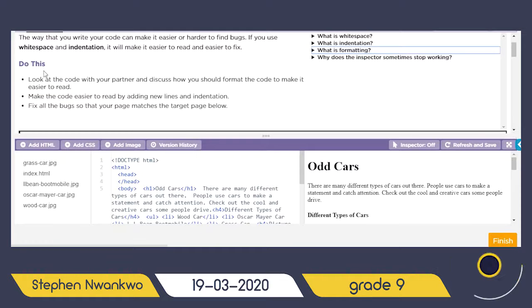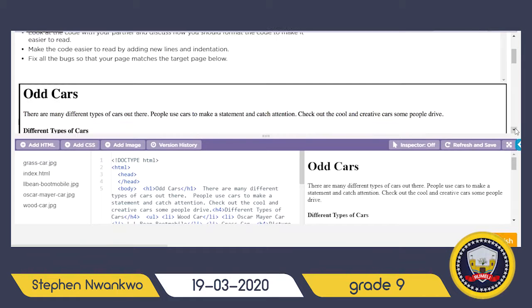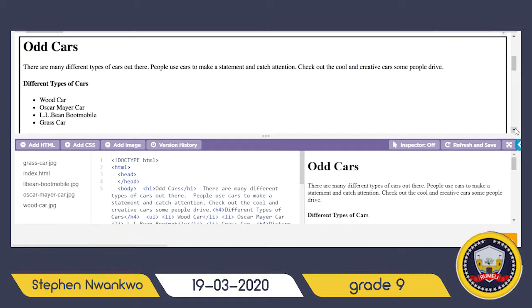Do this. Look at the code with your partner and discuss how you should format the code to make it easier to read. Make the code easier to read by adding new lines and indentation. Fix all the bugs so that your page matches the target page below. Where is the target page? Okay, this is the target page.